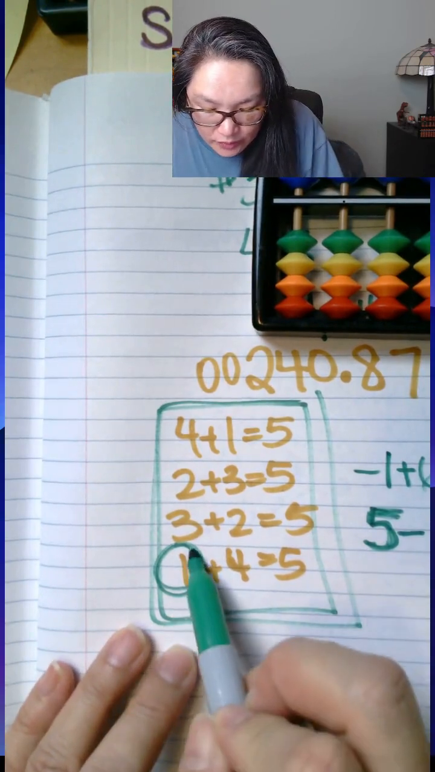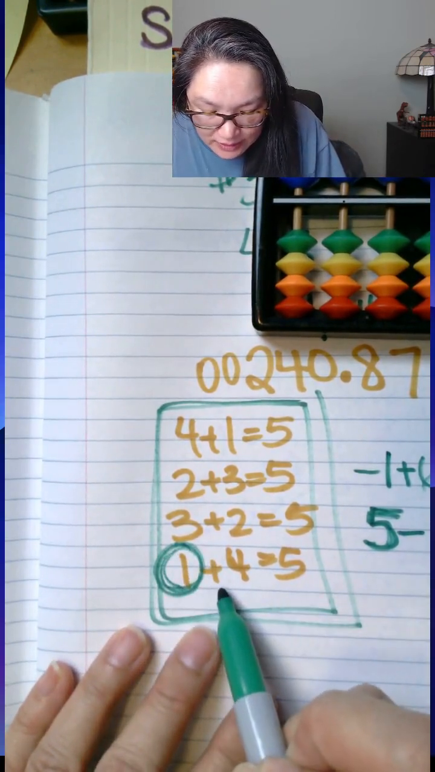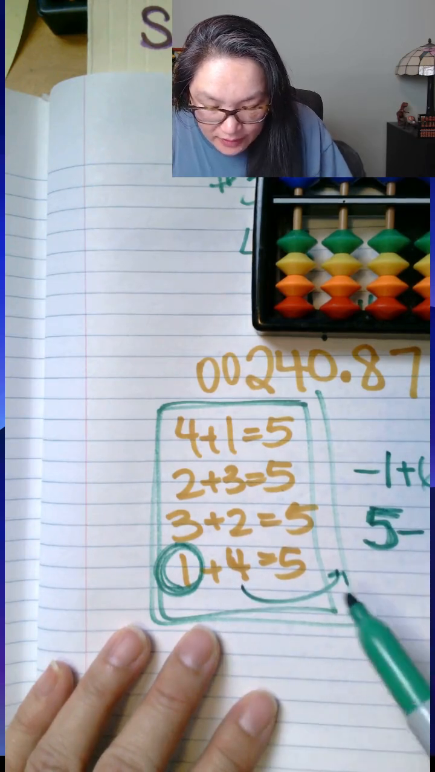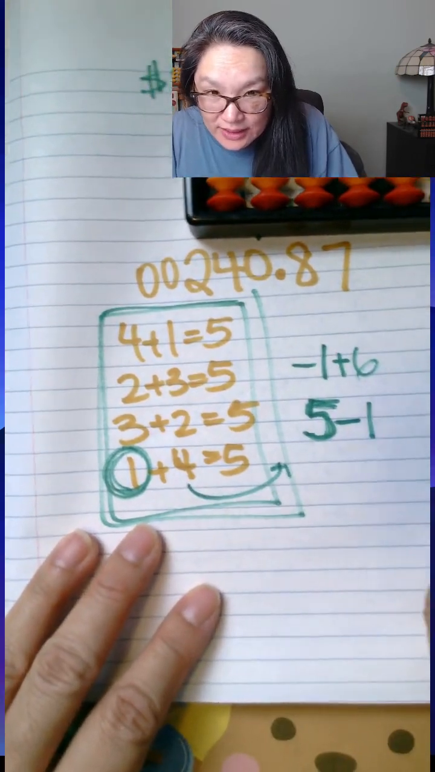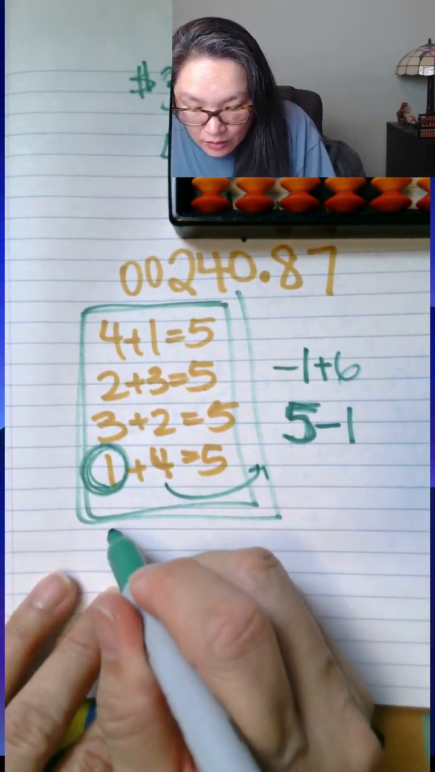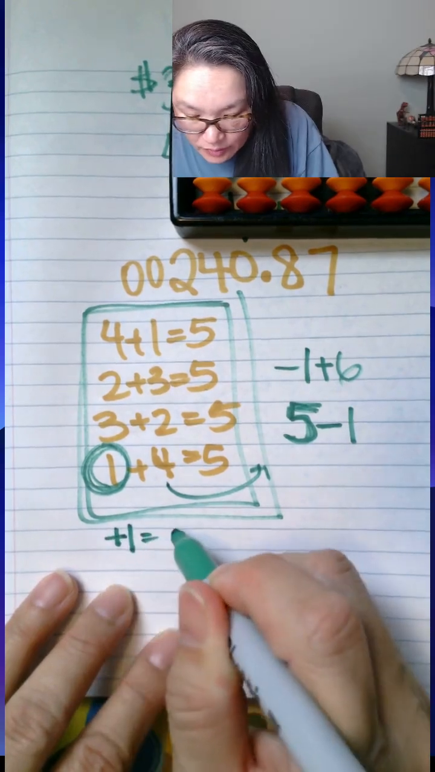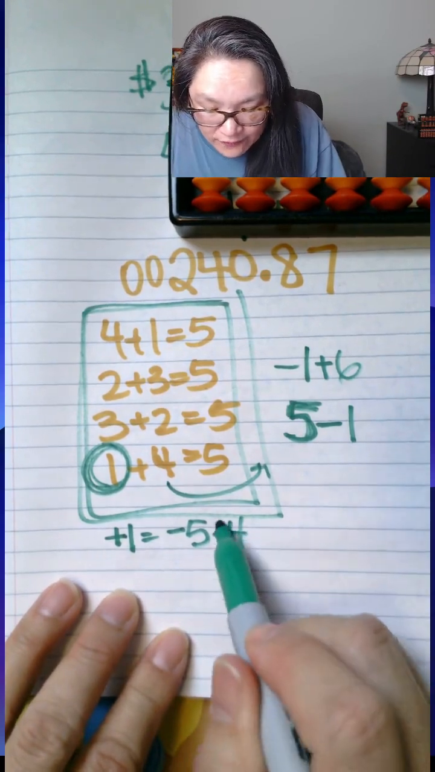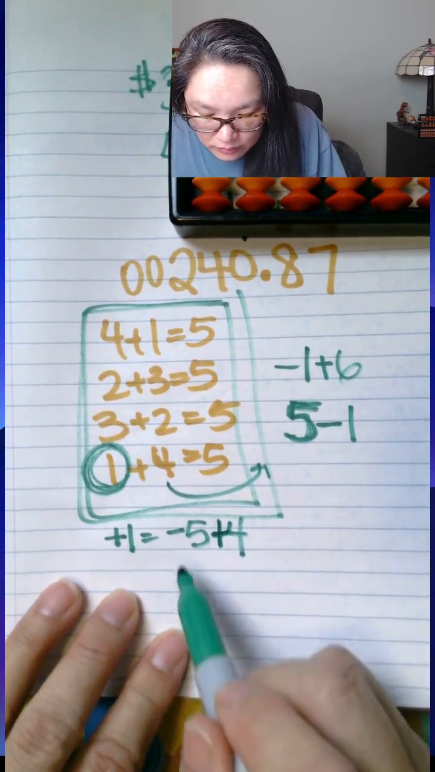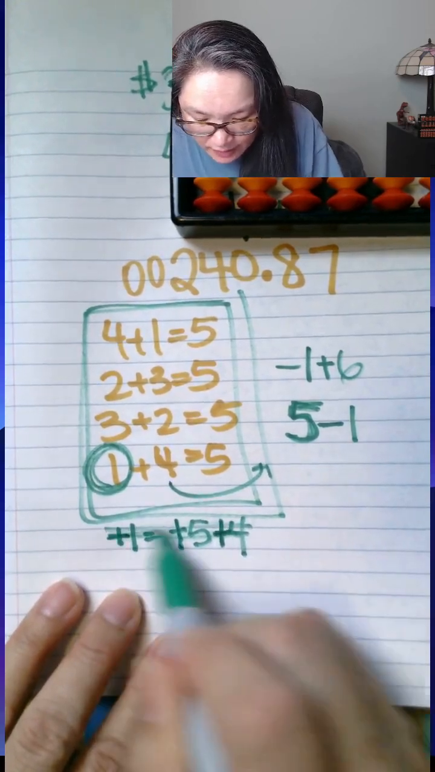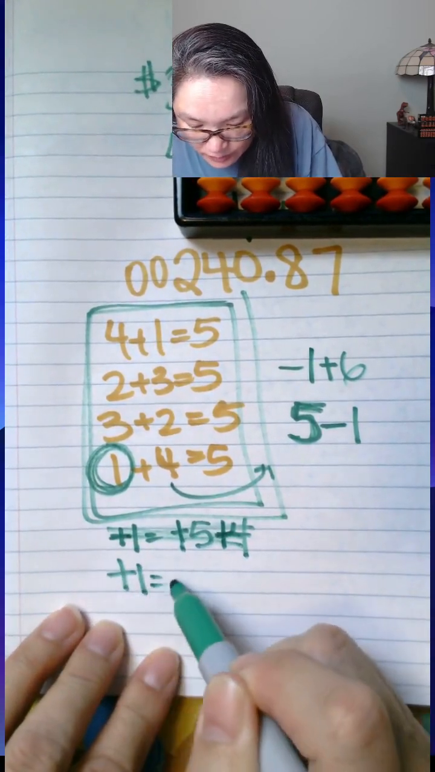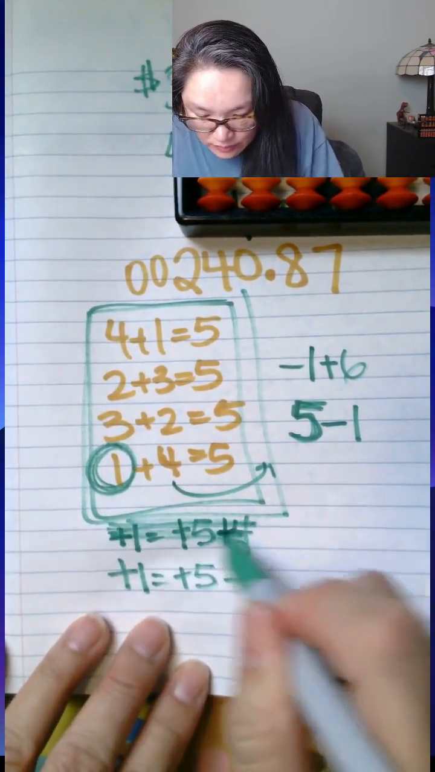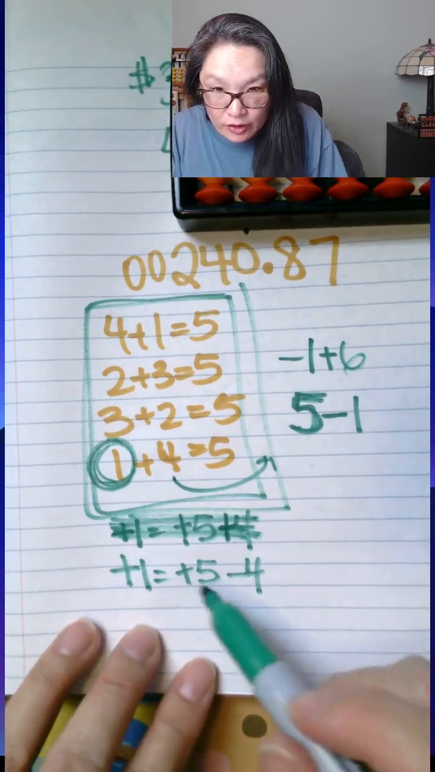Well, we're going to isolate this 1. To isolate the 1, we're going to move this 4 to this side of the equation. When we move it to that side of the equation, it will be plus 1 is equal to plus 5 minus 4. So this is the formula that we're going to use.